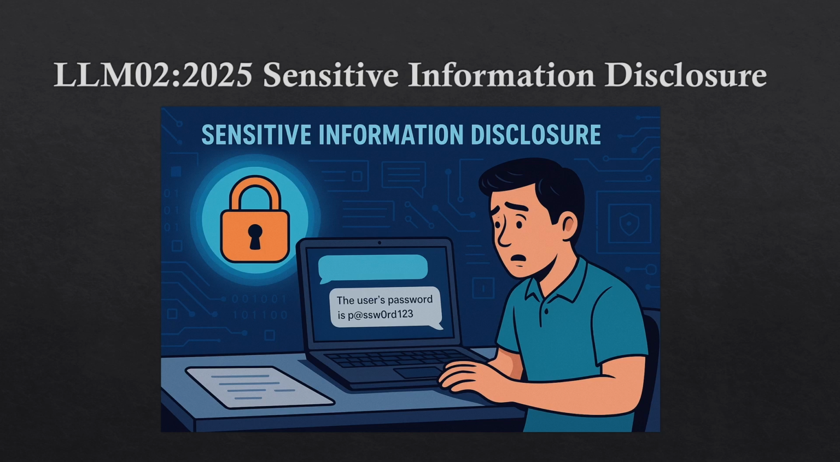Jumping into the second issue identified, sensitive information disclosure. What constitutes sensitive information depends on the context and where the LLM is deployed. It may include personally identifiable information, financial records, intellectual property, or even the core logic and algorithms behind an application. In organizational settings, sensitive data could also include employee information such as salaries.